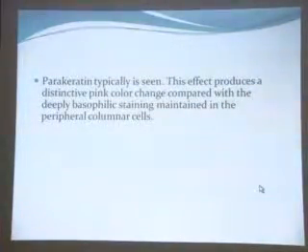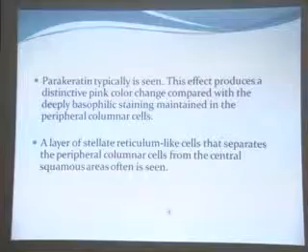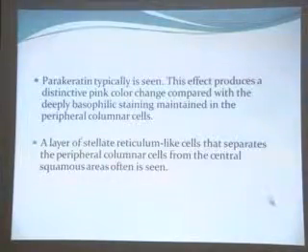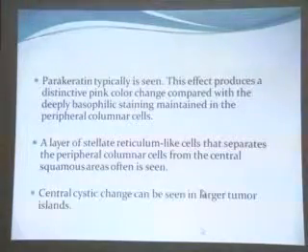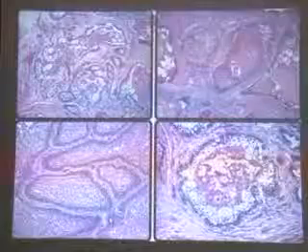You know the keratin, what are the different types of keratin? It is the orthokeratin as well as the parakeratin. Here mainly there is parakeratin, and this effect produces a distinctive pink color change compared with the deeply basophilic staining which is maintained in the peripheral columnar cells. Sometimes in the central portion there is squamous differentiation, and a layer of stellate reticulum-like cells separates the peripheral columnar cells from the central squamous cells. If the islands are large enough, you can appreciate central cystic changes.